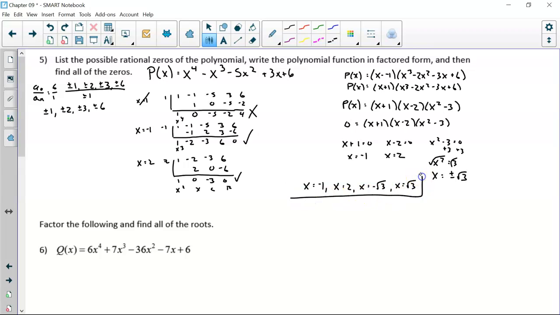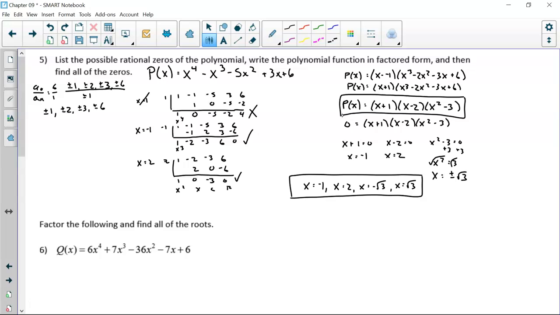There's our four solutions. Now, if you graph this, you'll notice that this is where the graph crosses the x-axis, because we know the x-intercepts are also known as the roots, or the zeros.